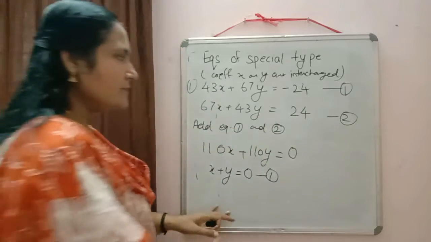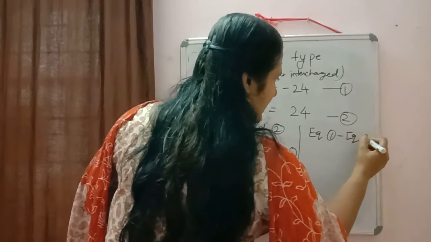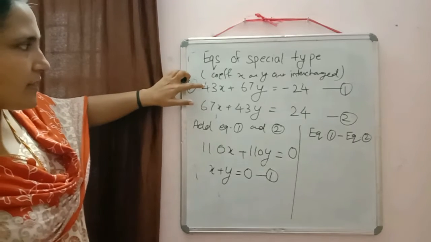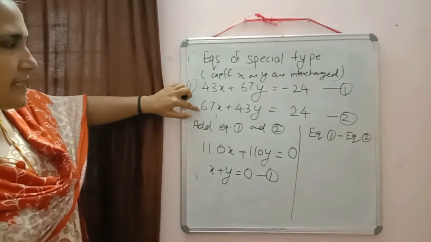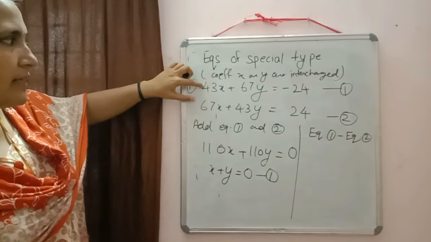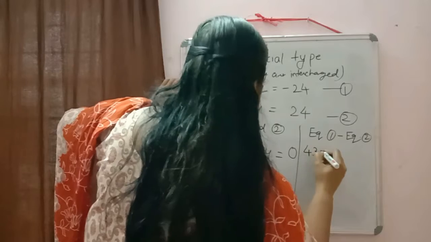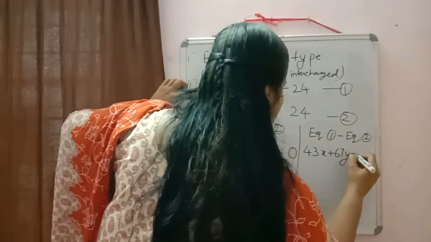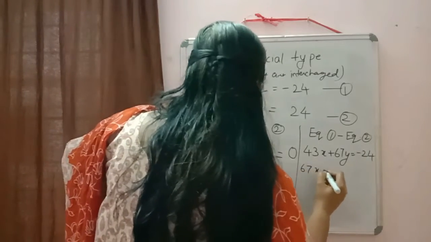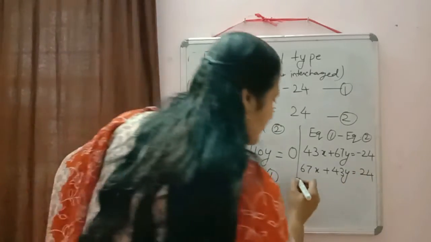Now the next method is what? We are doing the subtraction. Equation 1 minus equation 2. Now we are subtracting the equations. So just to check what will come? 43 minus 67. So from here we can do 7 minus 3, 4, 6 minus 4, 2. So minus sign will come because I am just writing here. Equation 1 is 43x plus 67y is equal to minus 24 and equation 2 is 67x plus 43y is equal to 24. Now we are going to do the subtraction.